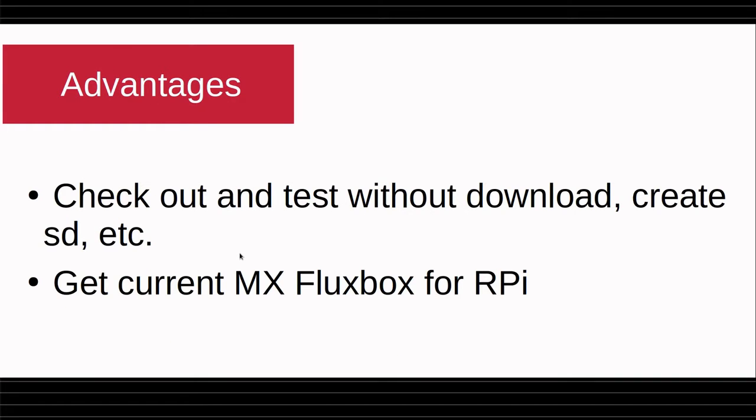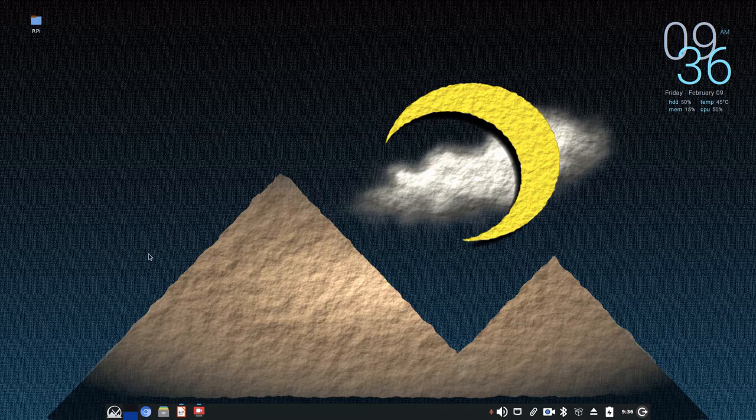One of the advantages, two big ones: one is it lets you check out and test another version without doing the whole download, create the SD, etc. And then for people who currently have MX Fluxbox on Raspberry Pi, this is a simple way to get the current, that is to say Debian Bookworm, version. Okay, so let's take a look and see how it all actually goes.